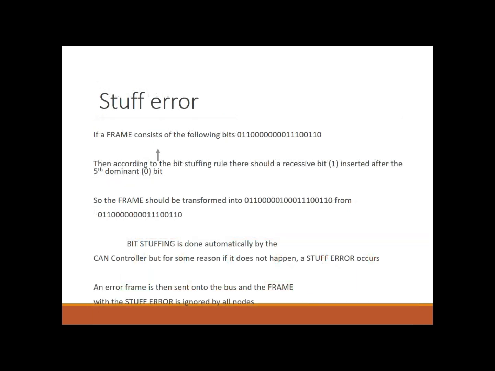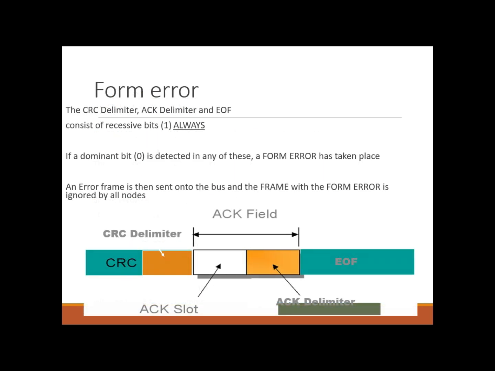Coming to the stuff error. If a frame consists of the following bit sequence, then according to the bit stuffing rule, it should have a recessive bit instead of the fifth dominant bit. Bit stuffing is done automatically by the CAN controller, but if for some reason it doesn't happen, a stuff error occurs. An error frame is then sent on the bus, and the frame with the stuff error is ignored by all the nodes.